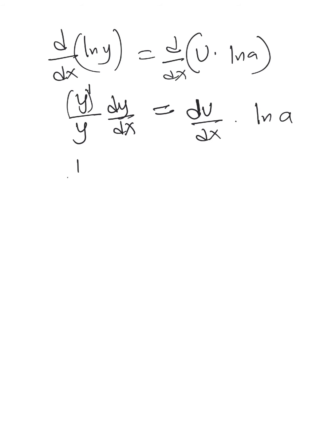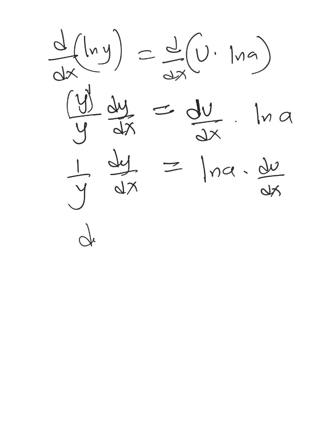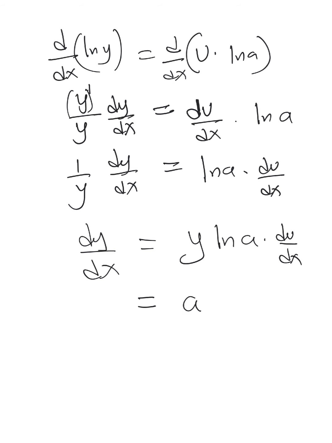So this is 1 over y times dy by dx, and that's equal to natural logarithm of a times du by dx. So what's dy by dx? When we multiply both sides by y, we have y times natural logarithm of a times du by dx. Now, what's y? y is a to the u. So dy by dx is a to the u, natural logarithm of a, then du by dx.